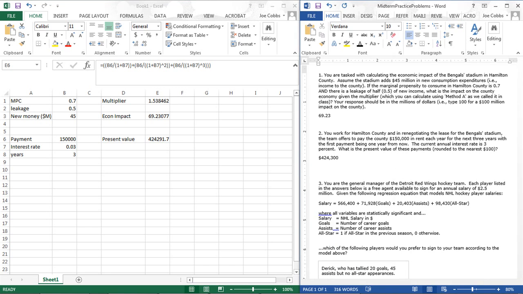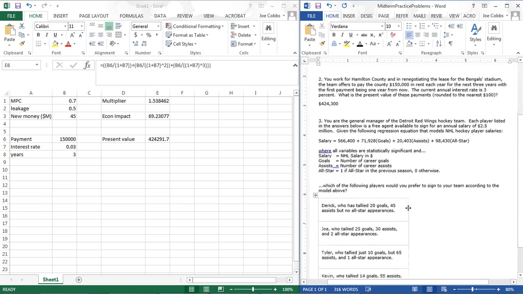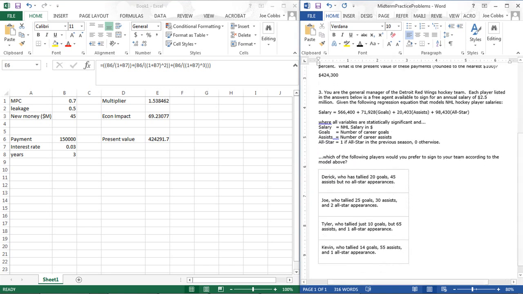424,300. There we go. And our next equation here, we've got a salary situation. So you're the general manager of the Red Wings. Each player is a free agent, and you can sign any of the players listed below for $2.5 million, given the following regression equation that models player salaries in the NHL, where all the variables are statistically significant. Which of the following players would you prefer to sign to your team according to this model?